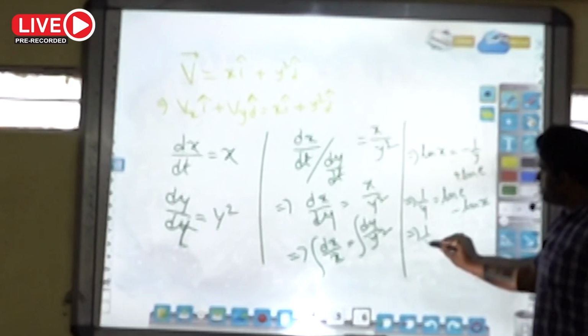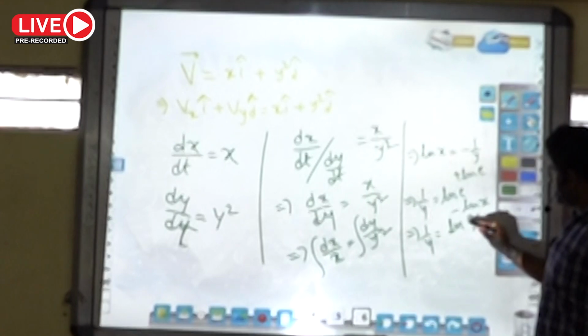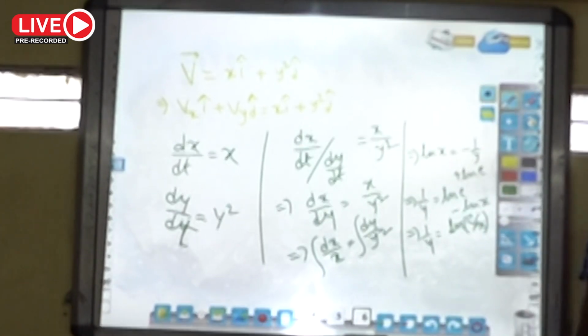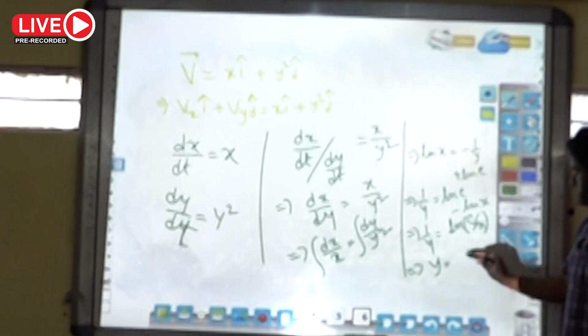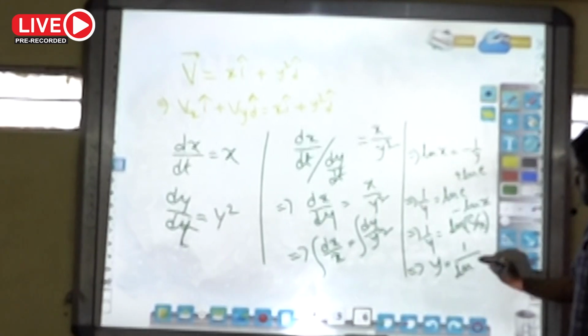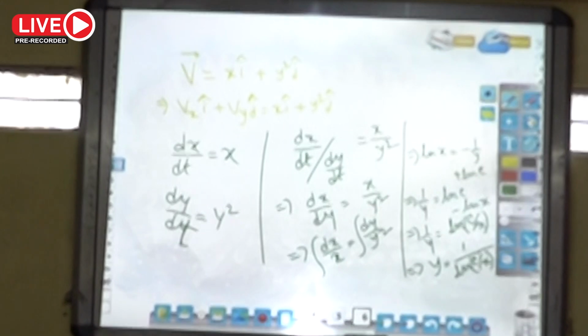So 1 by y equal to log c by x. So what is y? y equals 1 by log c by x. That is the equation of trajectory. y equal to 1 by log c by x. That is the equation of trajectory.